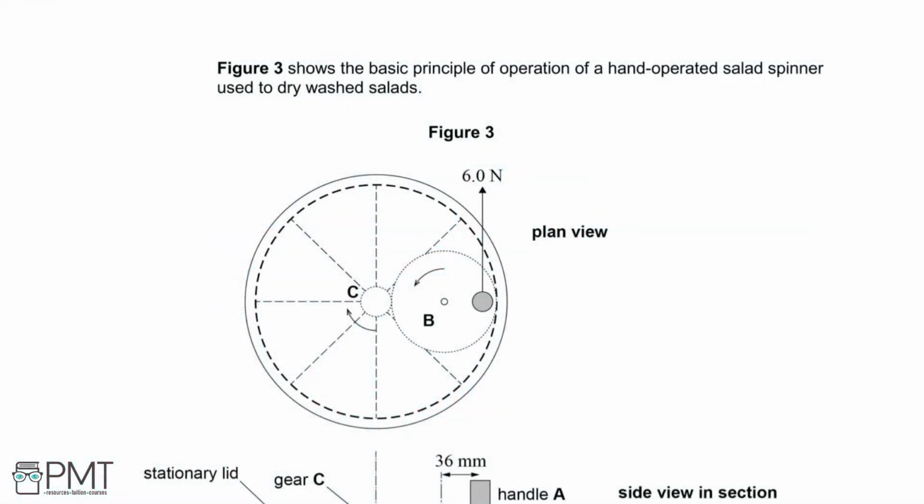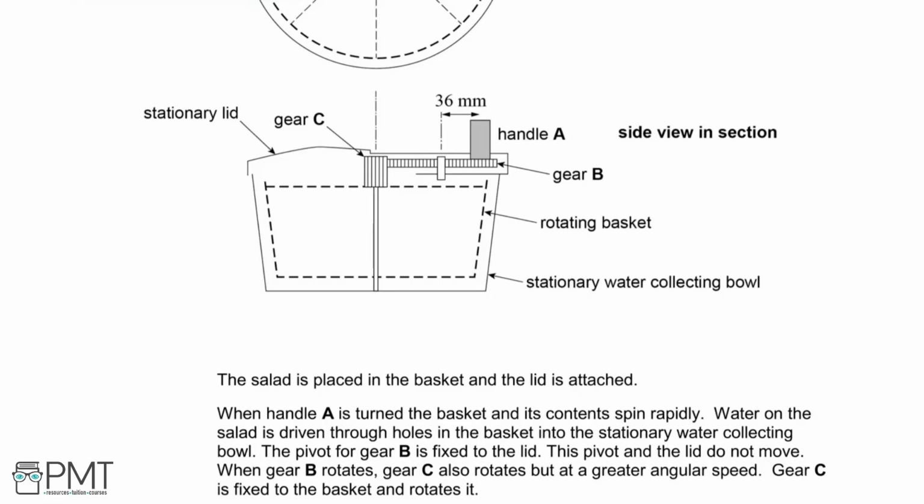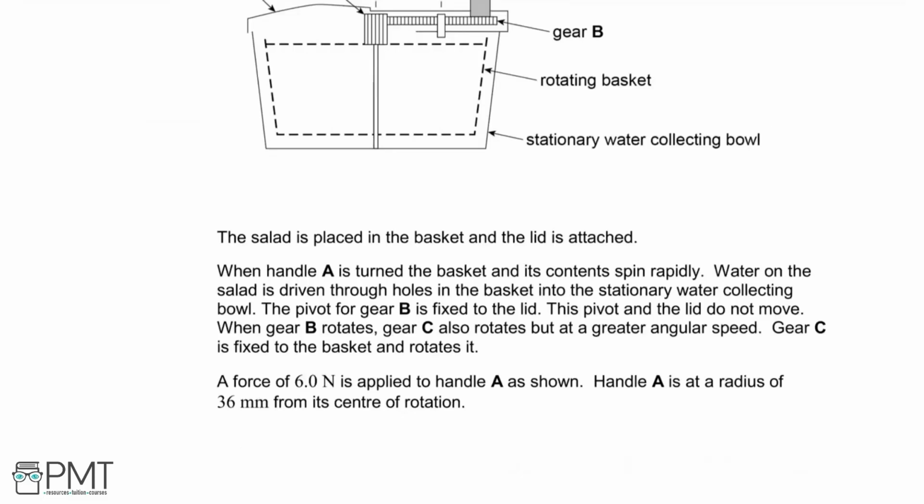Figure 3 shows the basic principle of operation of a hand-operated salad spinner used to dry washed salads. So we've got figure 3 there with a diagram of the salad spinner. You can see there's a 6 Newton force label. It's a plan view, so it's top down. And then we've got a side view in section, a cross-section view of that container where the salad is placed. The salad is placed in the basket and the lid is attached.